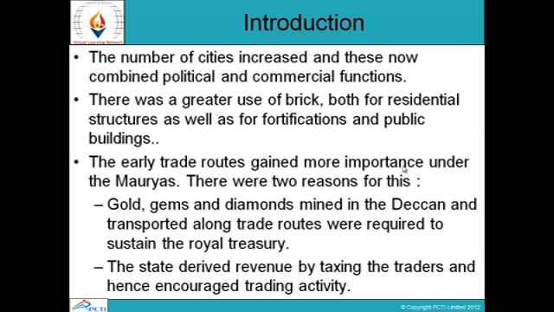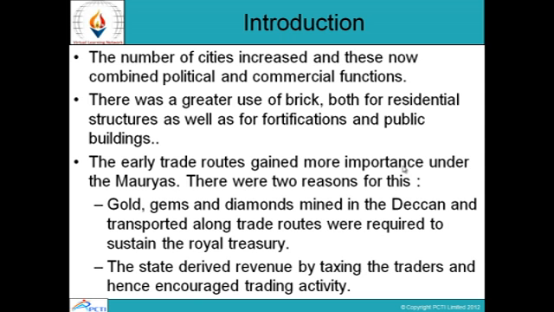Introduction. The number of cities increased, and these now combined political and commercial functions. There was a greater use of brick both for residential structures as well as for fortifications and public buildings. The early trade routes gained more importance under the Mauryas. There were two reasons for this: gold, gems and diamonds mined in the Deccan and transported along trade routes were required to sustain the royal treasury. The state derived revenue by taxing the traders and hence encouraged trading activity.